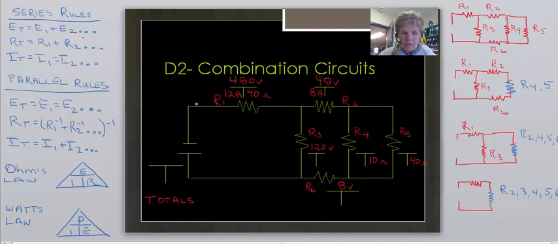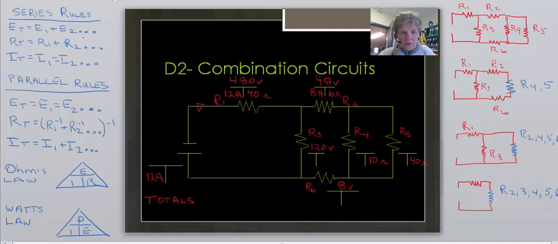Now, that 12 amps came out of the negative post of the battery, and that means that it is the total amps for the circuit, which is great because now I know that 12 amps is a total, and I put that in there. When I go a little bit further, I see that R2 has 48 volts and 8 amps, so R equals E over I. I can divide that out, and I can find that I have 6 ohms.